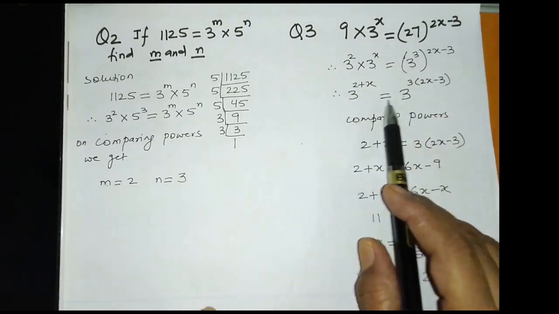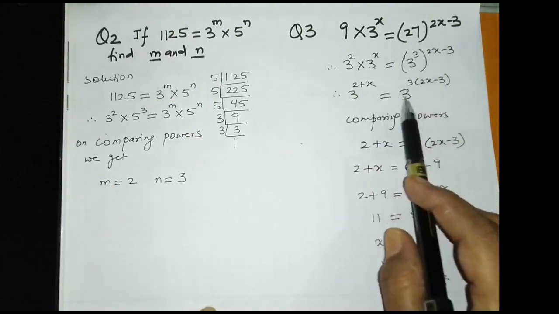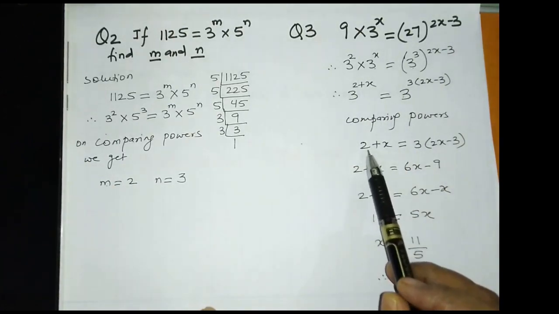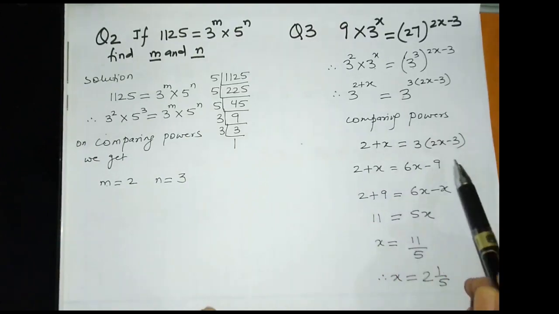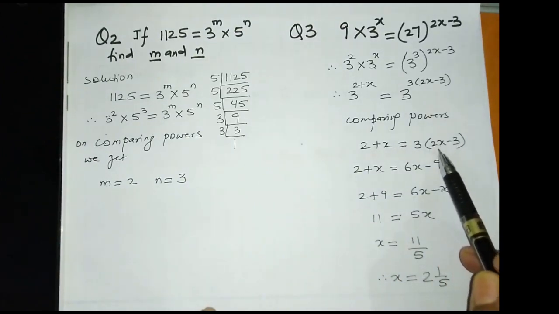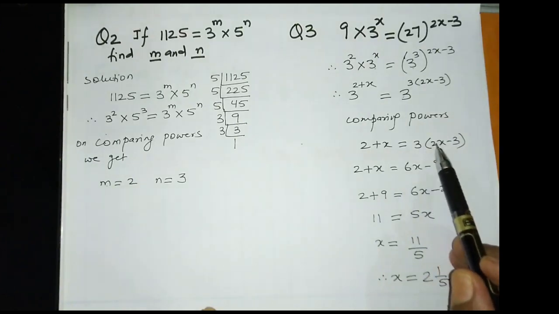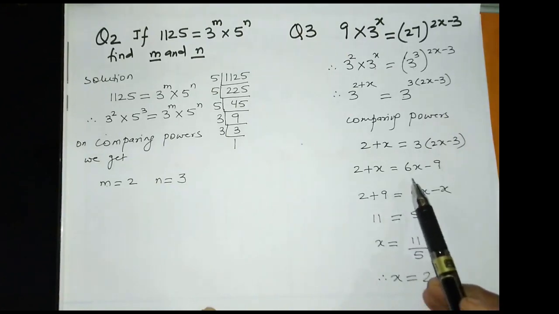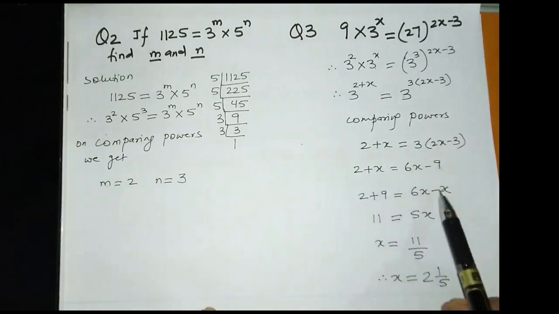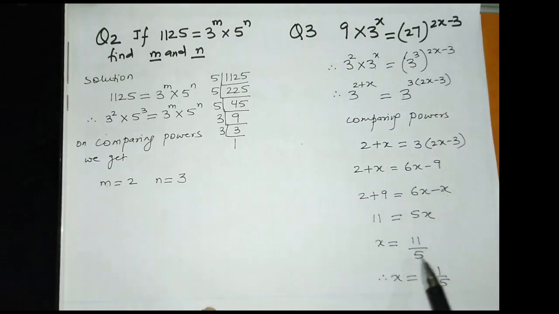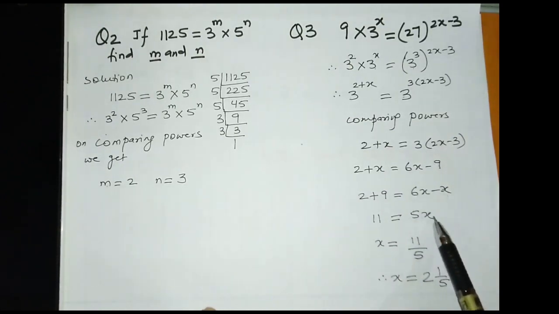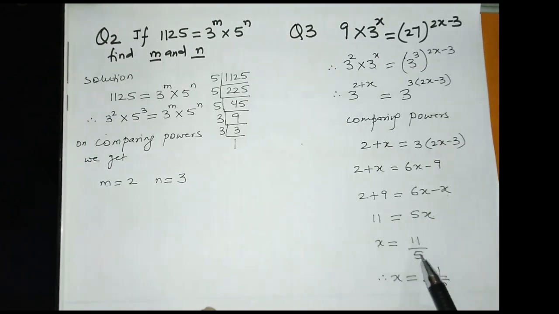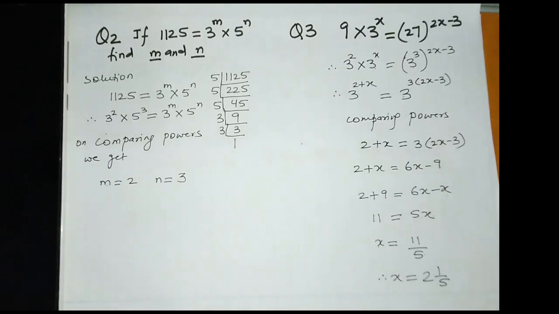Now both have base 3. So we can compare their powers. We have 2 plus x is equal to 3 multiplied by 2x minus 3. If we multiply by 3, 6x minus 9. I'll bring 9 here and x is taken there. So we have 2 plus 9, 11. 6x minus x is 5x. Therefore, x is equal to 11 by 5, or in mixed fraction it will be 2 1 by 5.